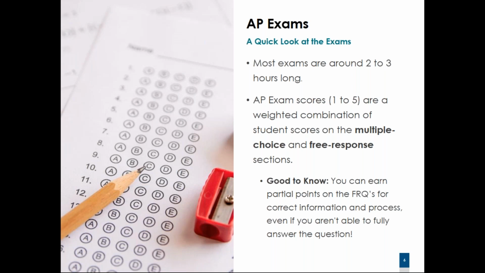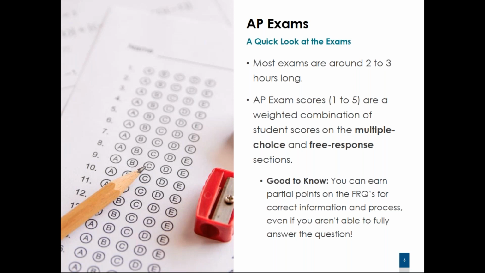Some more of the elective ones might be closer to 2. But they're pretty long tests, right? They're not a 45-minute test. Now, AP exam scores range between a 1 and a 5, and almost all exams are made up of 2 major parts: a multiple choice and a free response.